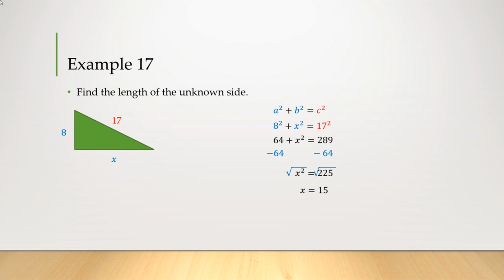Now elsewhere you might see a plus or minus or anything like that, but since lengths are always positive, you can ignore that. So when you take the square root of a number, that's what you get. So the answer is 15 for that missing side.